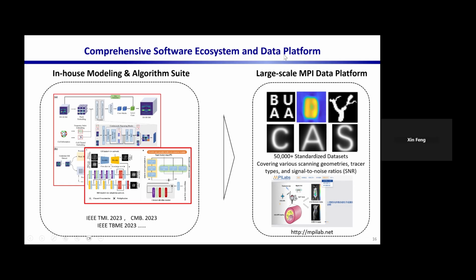And also, our group has developed a proprietary modeling suite that covers the entire image formation pipeline. We have also curated a massive data platform with over 50,000 standardized data sets. Our database is open access to scholars and researchers worldwide. So if any of you are interested, you're more than welcome to visit our website here, and you can download the data sets for your own studies.